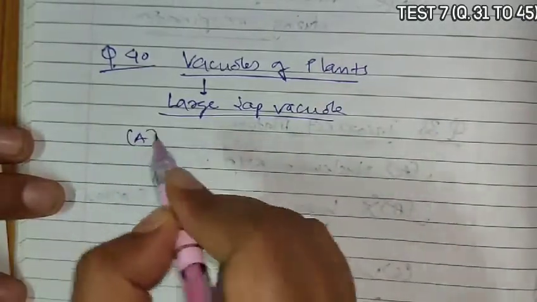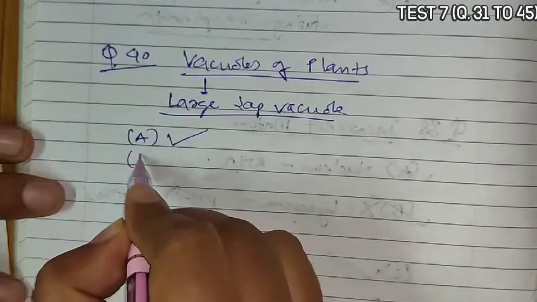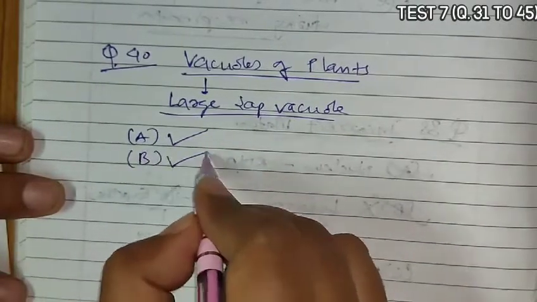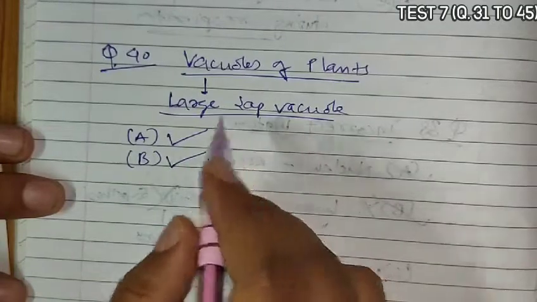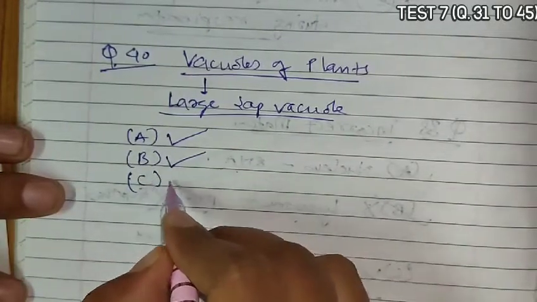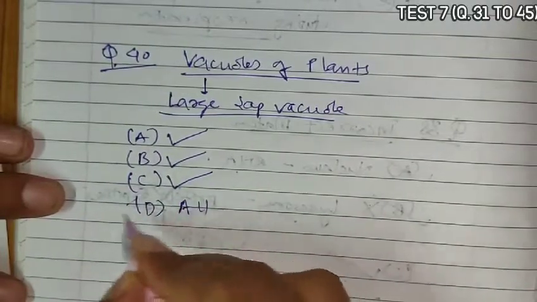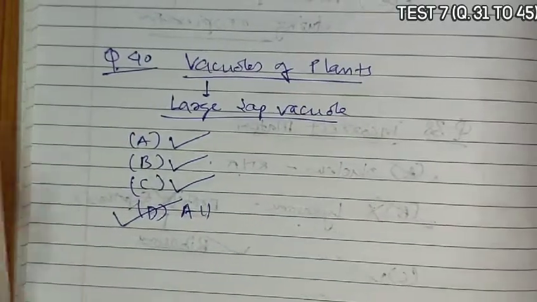Now if we go with the options, option A is given as accumulation of nutrient material, obviously accumulation of nutrient material is observed. Control turgor pressure, yes, water accumulated within the sap vacuole is responsible for the turgor pressure. Option C, regulation of cellular pH, yes, it is involved in regulation of pH as well. So D option, all of these, becomes the correct answer for question 40.